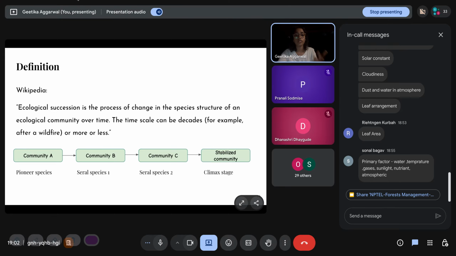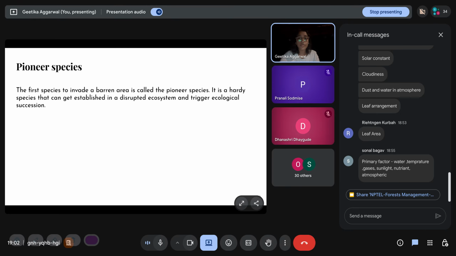It's not like replaced by other communities, right? So when we talk about pioneer species, as I said, it's the first species to invade a barren area. It's going to be a hardy species, because when you're talking about a barren area, it means there's no soil, no nutrients readily available to support plants. So it's supposed to be a hardy species which can get established in a disrupted ecosystem and will then trigger some ecological succession in that area.